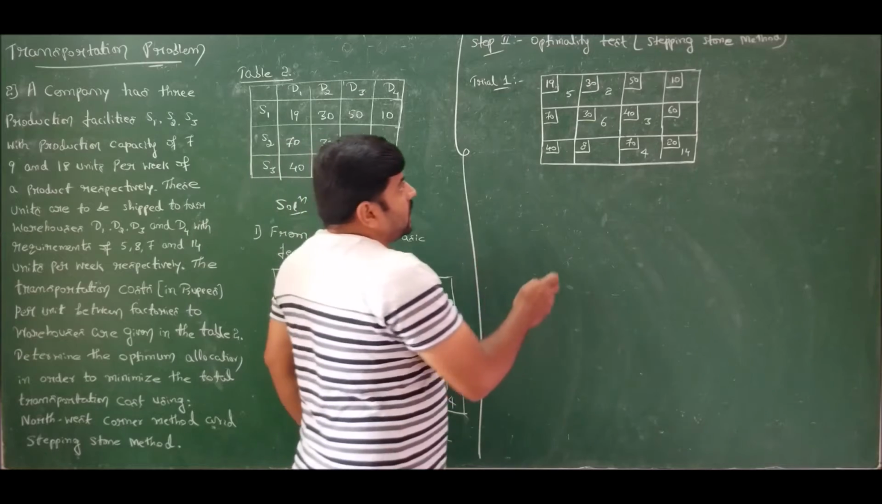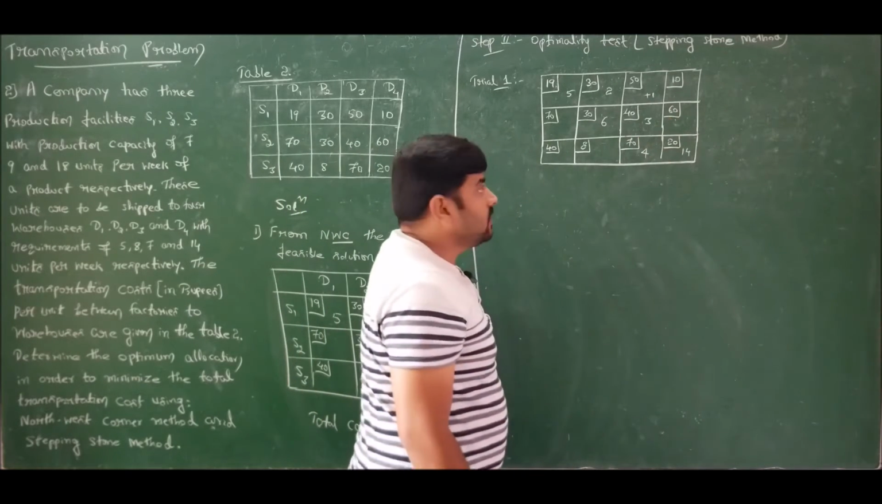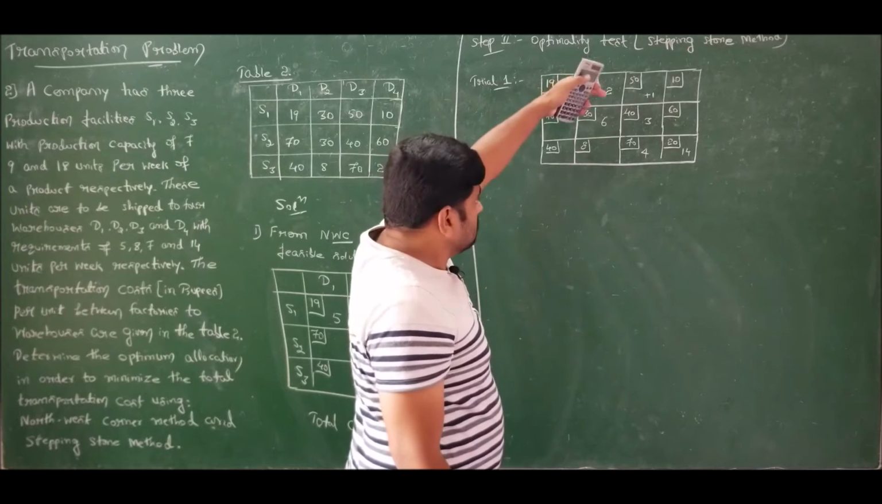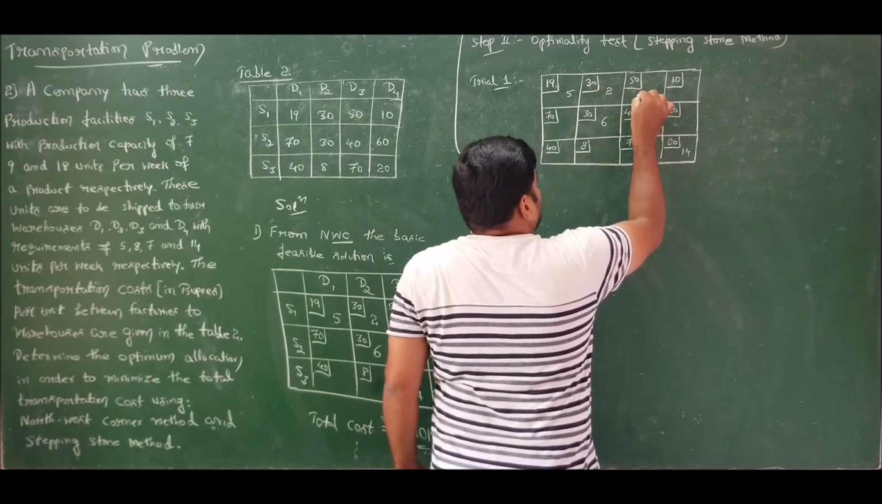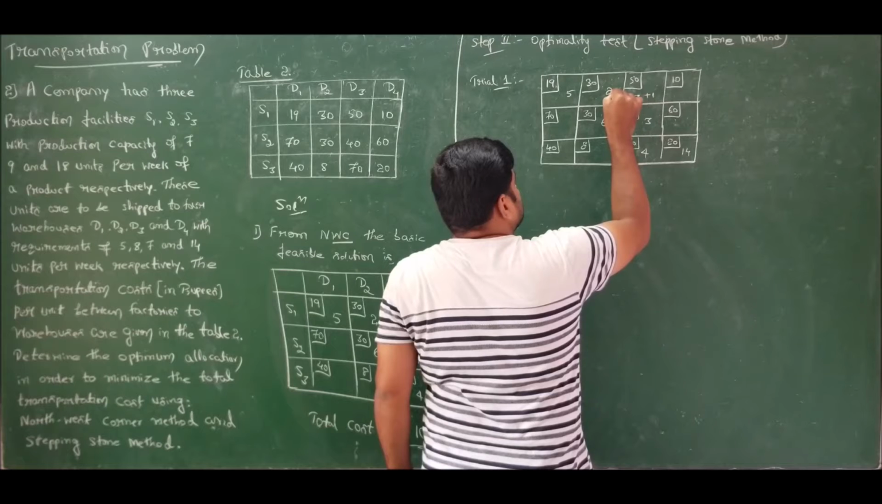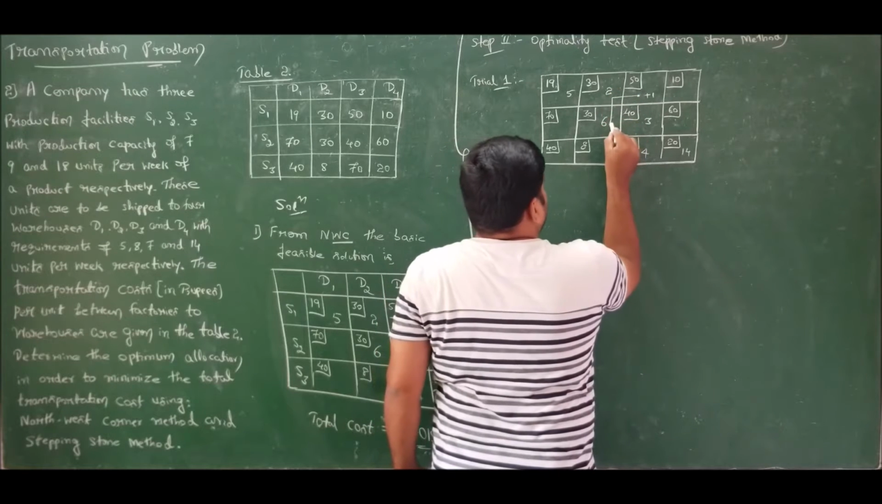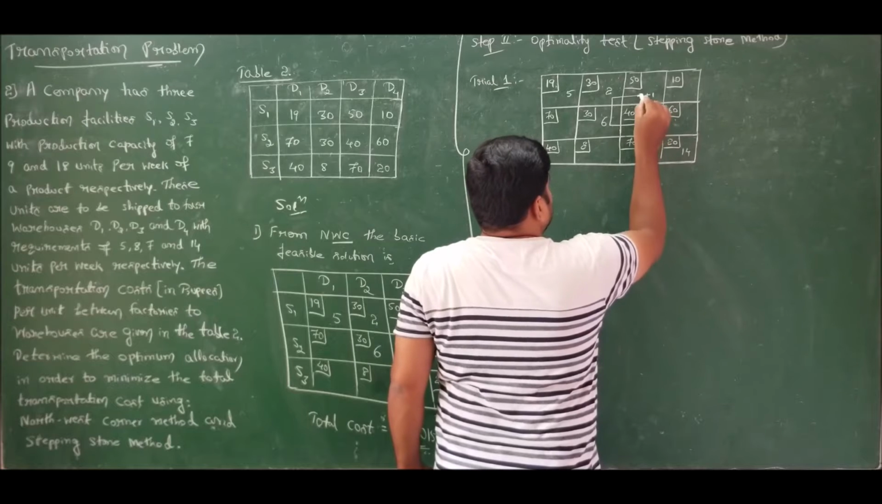Now for the unallocated cell, you give +1 unit and form a loop. A loop should always be formed by using horizontal and vertical lines, moving through the allocated cells. So therefore I'll go like this, I'll come down, again I'll come like this, and then I'll go up. This will form a loop.